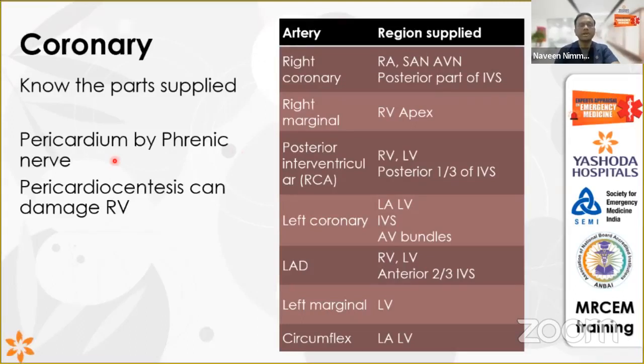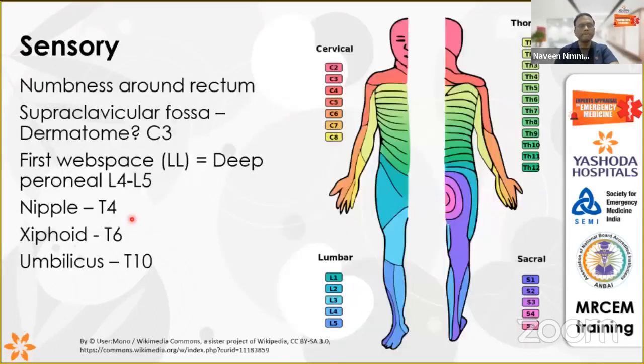Sensations. If they say there has been numbness around the rectum, they are trying to tell you about S5. If they say there is supraclavicular fossa involvement, they're trying to tell you about C3. The first web space is supplied by the deep peroneal nerve, so L4, L5 will be applicable for that. Nipple, T4; xiphoid, T6; and umbilicus, T10. One of the dermatomes is guaranteed to be in the exam, so make sure you remember these important dermatomes.